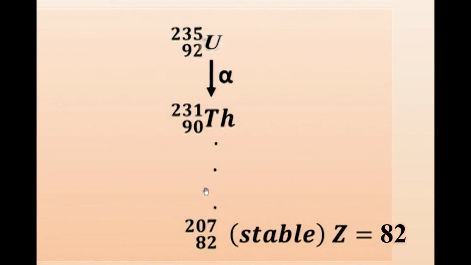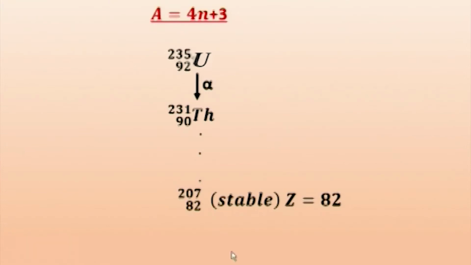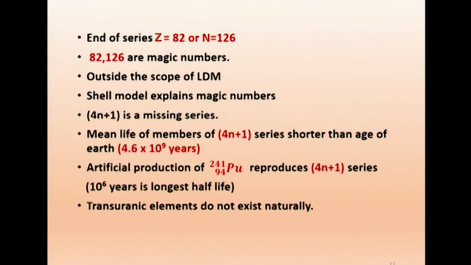And what will be the last one? It will be lead 82207, Pb 82207. What we say is Z equal to 82. Therefore, this Z equal to 82 is said to be a magic number. In the 4n series, the end of the series was Z equal to 82 and n equal to 126. That is, the last element will be lead 82208.